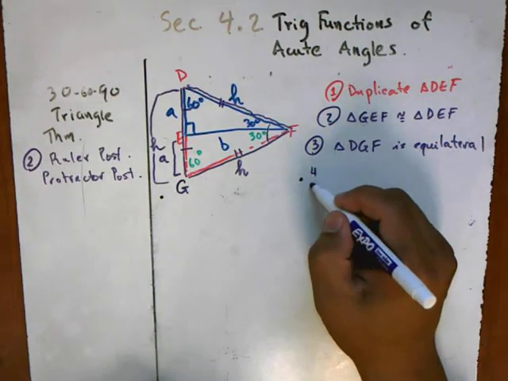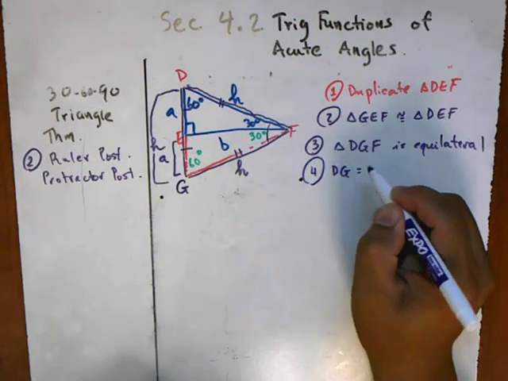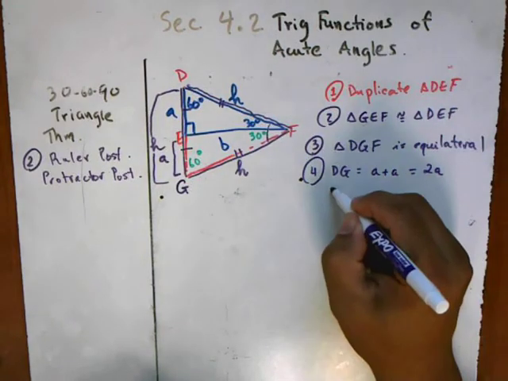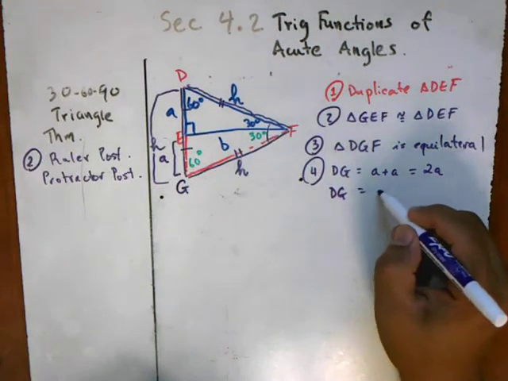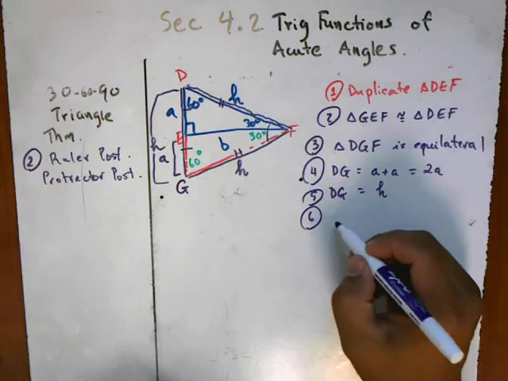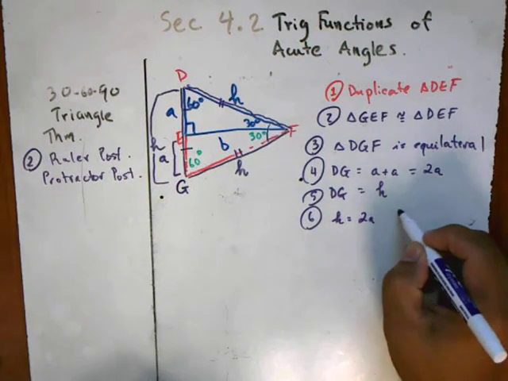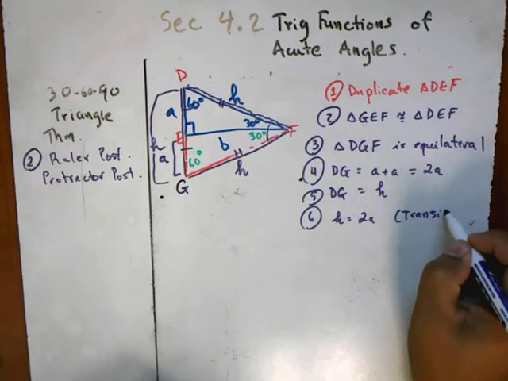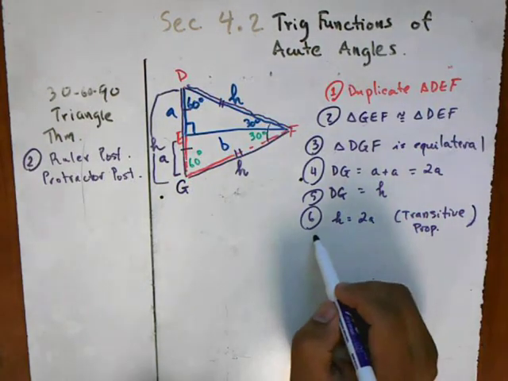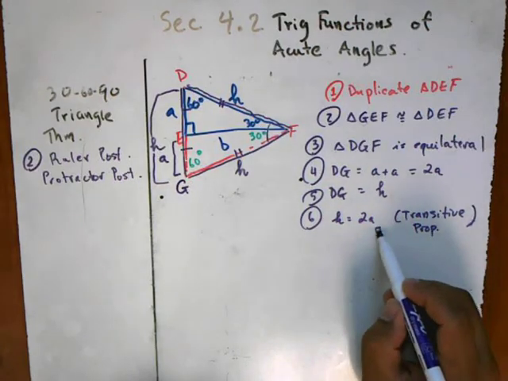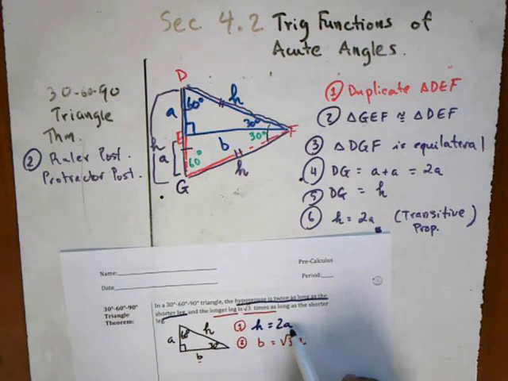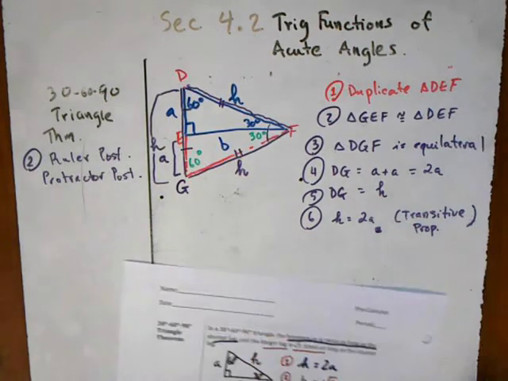You can see from this picture now that DG is equal to A plus A, or 2A. You can also see that DG is equal to H. Therefore, we can use the transitive property and say that H is equal to 2A. So this is the transitive property. And there we have it. That completes our proof of the first part, at least. H is, in fact, equal to 2A.